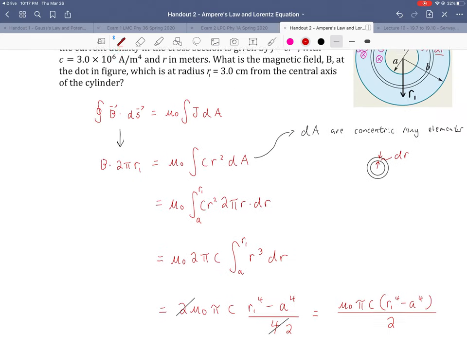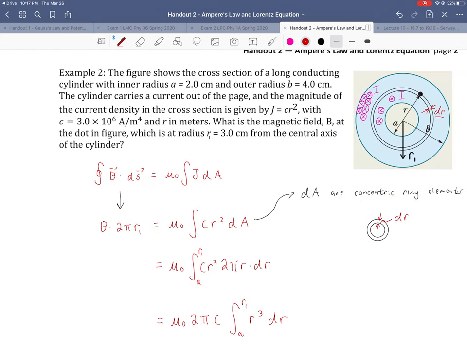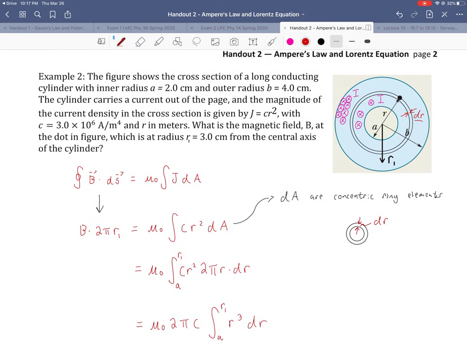Yeah, so I'm not going to worry too much about the direction of the current. I'm really interested in the magnitude here, because we have the magnitude of the current density, and what is the magnetic field? So really I am interested in the magnitude of the magnetic field. As far as the directionality, we could clarify that with a simple right-hand rule.